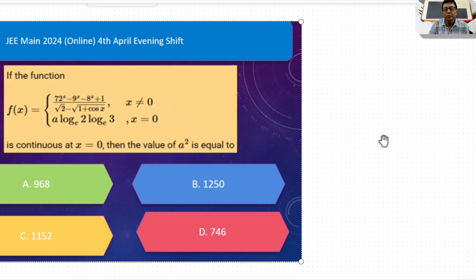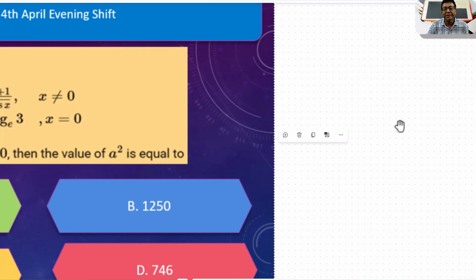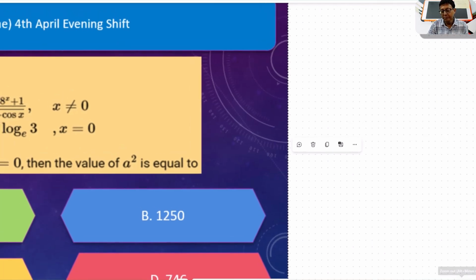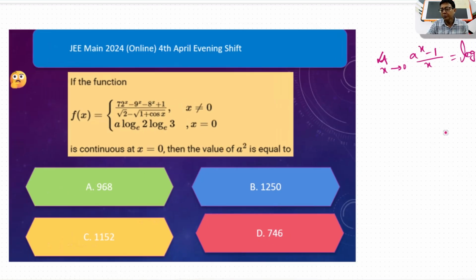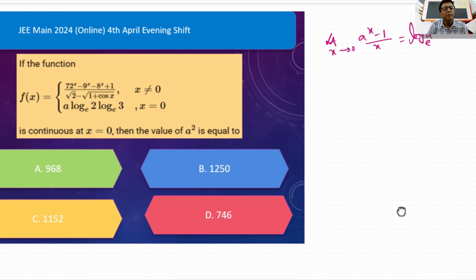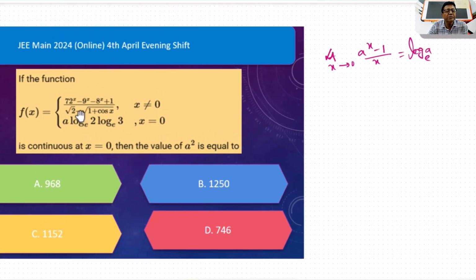So this is also going to be a standard limit, I guess. The standard limit will be: limit x tends to 0, (a to the power x minus 1) by x equals log a base e. Before we solve it, let us analyze the given function. In the numerator, there is 72 to the power x minus 9 to the power x minus 8 to the power x plus 1.